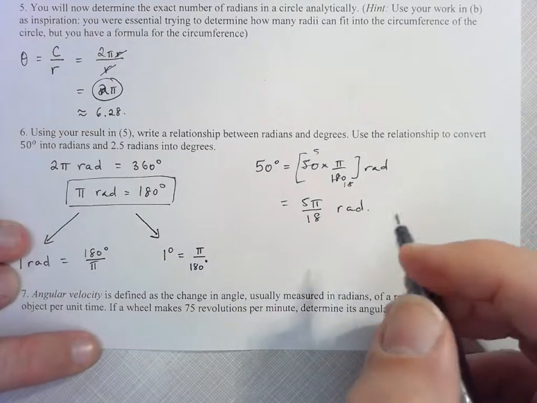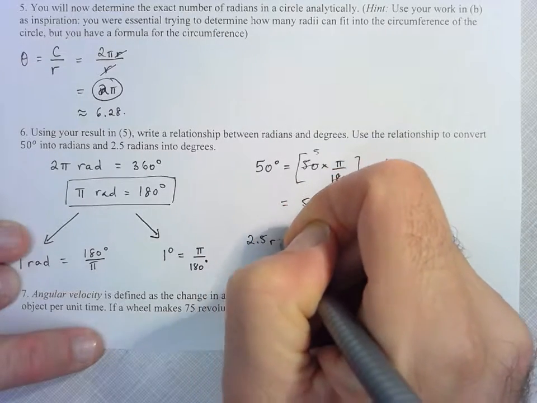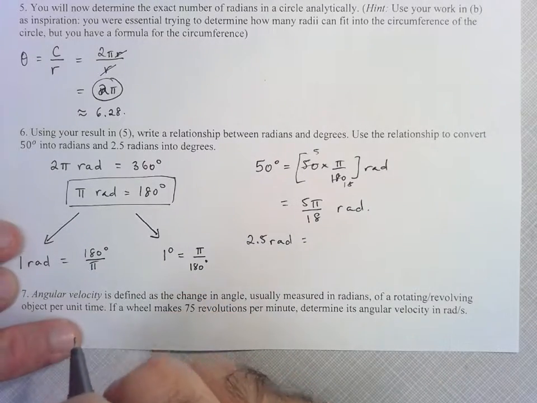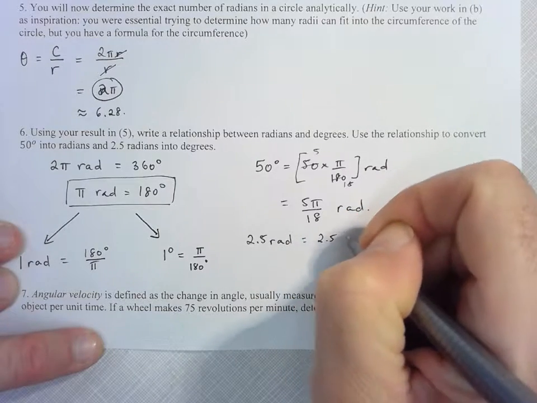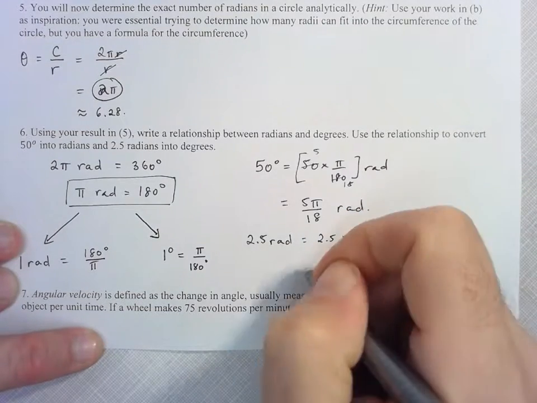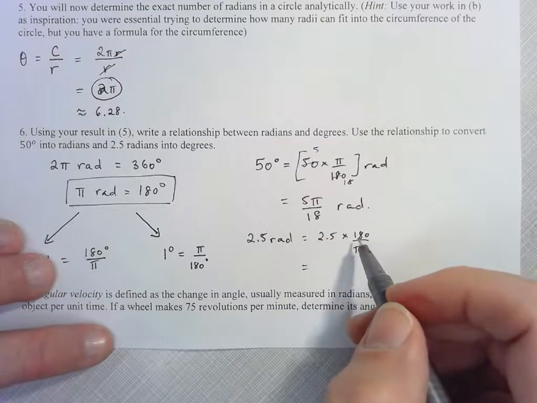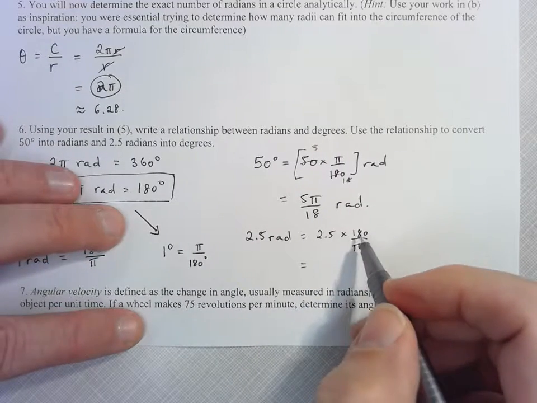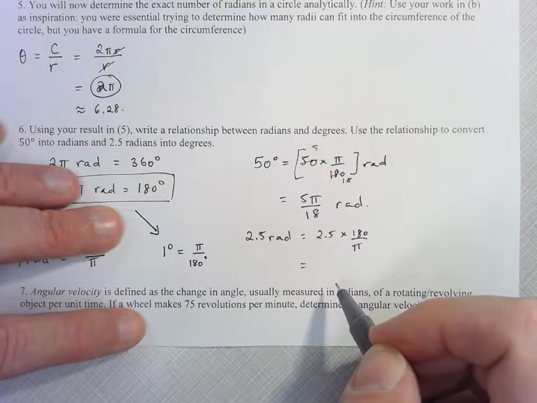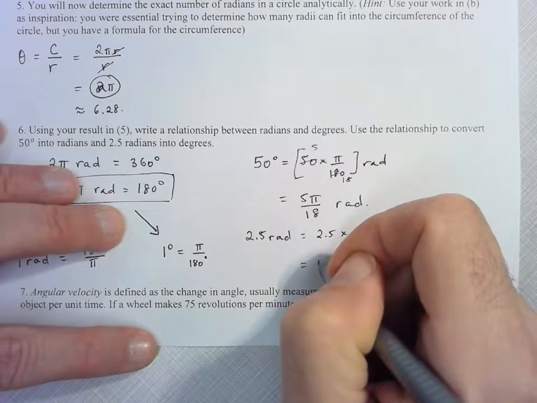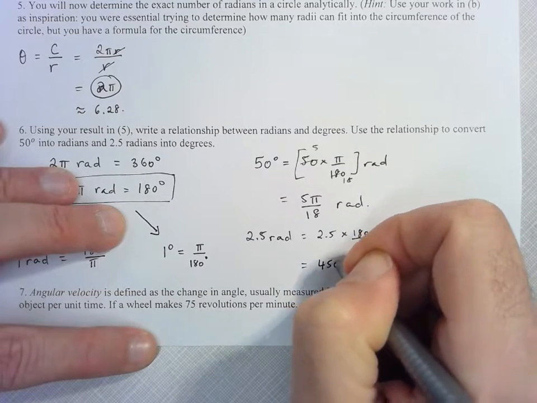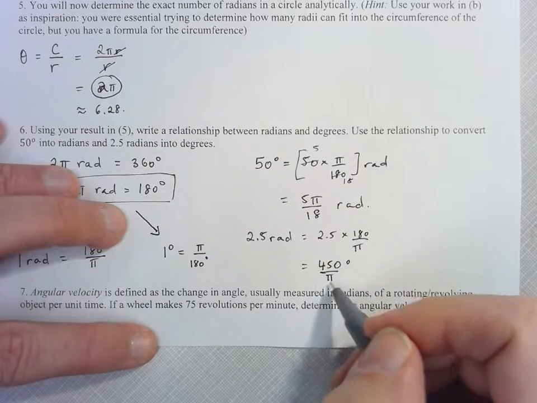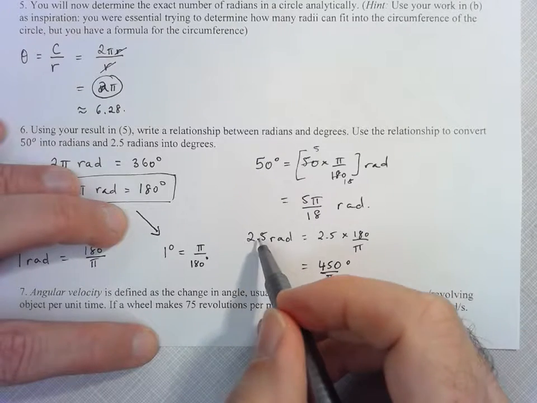Let's do it the other way around. If I want to figure out how much 2.5 radians is in degrees, again, each radian is 180 over pi degrees, so it's going to be 2.5 times 180 over pi. Here 2 times 180 is 360, and half of 180 is 90, so 360 plus 90 is going to be 450 over pi degrees. Again, quite a large number, but that's not surprising because 1 radian is much bigger than a degree.